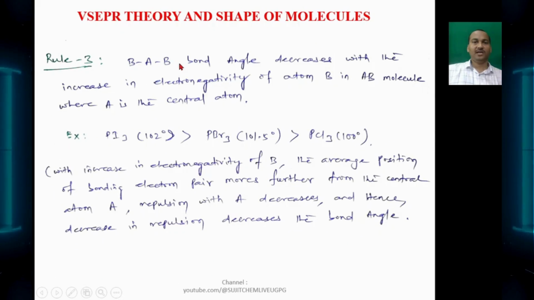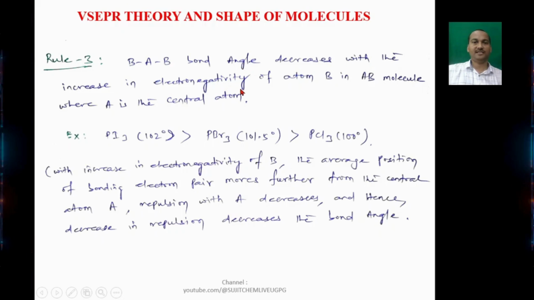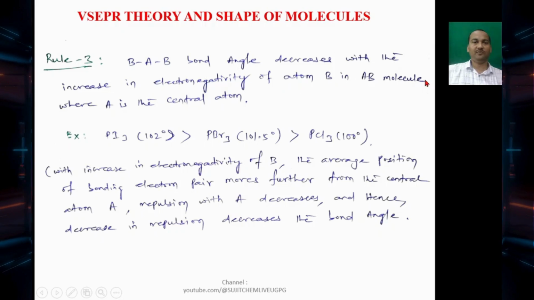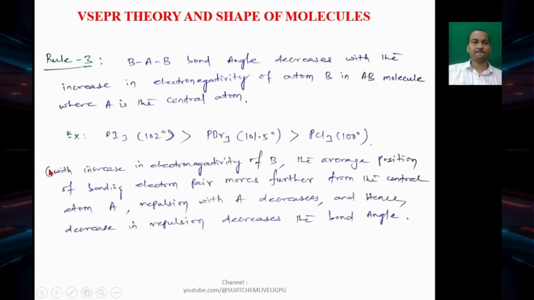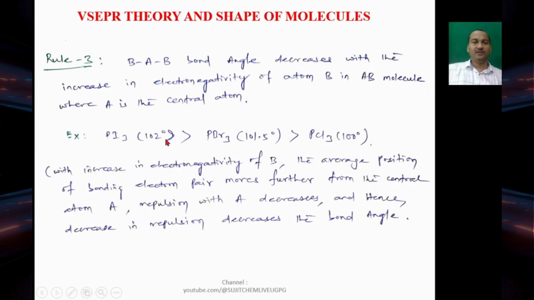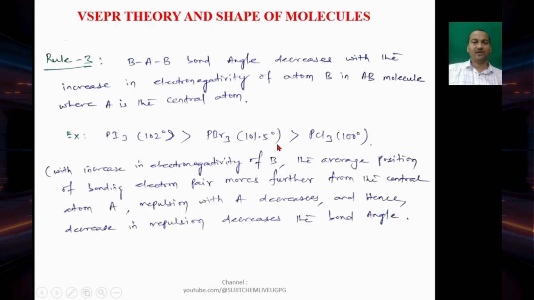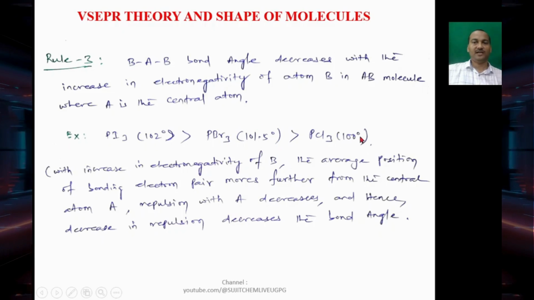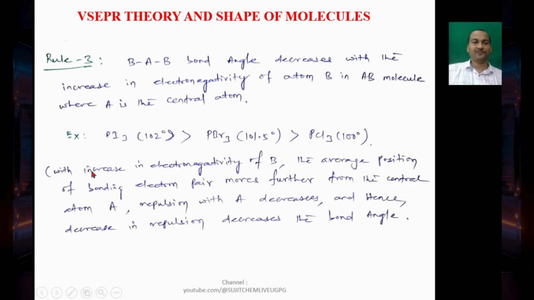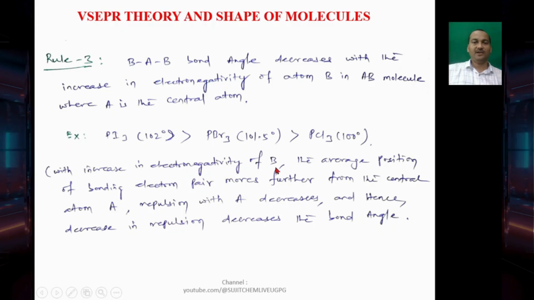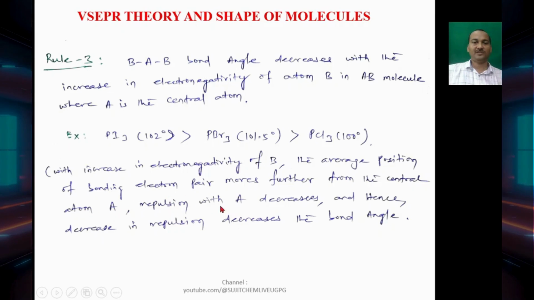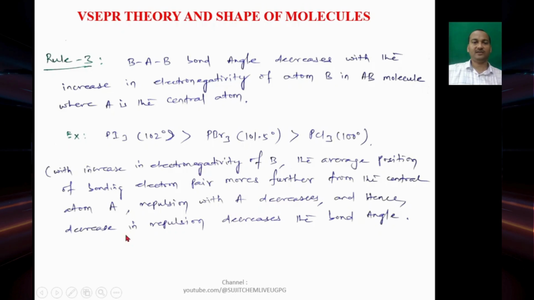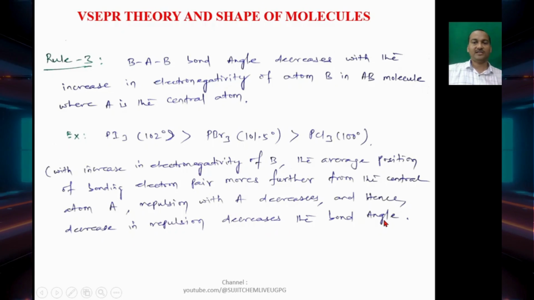So the bond angle in AB3 decreases with the increase in electronegativity of atom B in AB3 molecule, where A is the central atom, or we can call it AB2 molecule. So PI3 is 102, PBr3 101.5 and PCl3 100 degrees. So with increase in electronegativity of atom B, the average position of bonding electron pair moves further from the central atom A, and the repulsion with A decreases, and hence the decrease in repulsion decreases the bond angle.